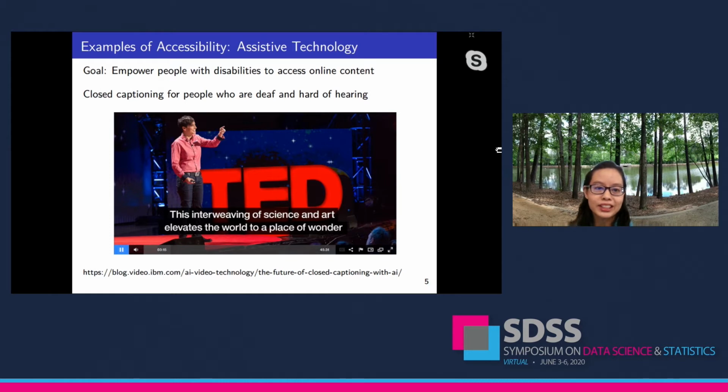And I'd like to emphasize that closed captioning actually benefits a lot more people than this group. For example, if the speaker says something and it is very difficult to understand, the captions, the words will also help the audience to understand what the speaker is talking about. So accessibility has more benefits.